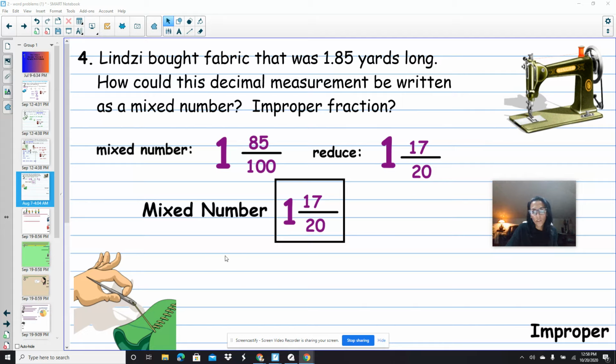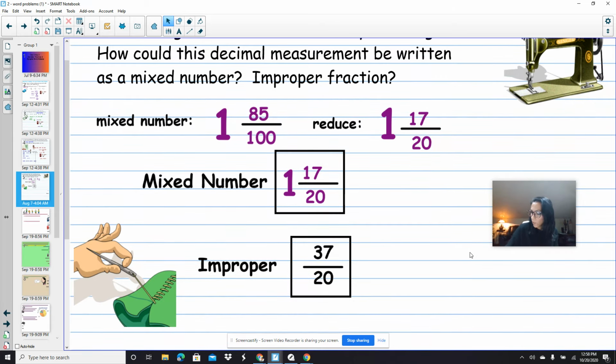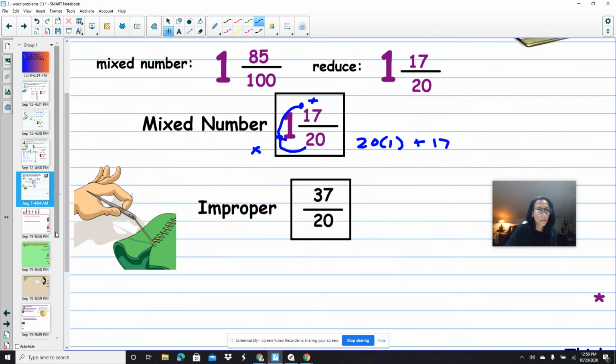I don't know if you remember how to write a mixed number as an improper fraction, but you start at the bottom and go around by multiplying and then adding. So 20 times 1 is 20 plus 17 is 37 over 20. So just a little review on that. Again, you do multiply and then add. Okay, so 20 times 1 plus 17. And then you keep your denominator.